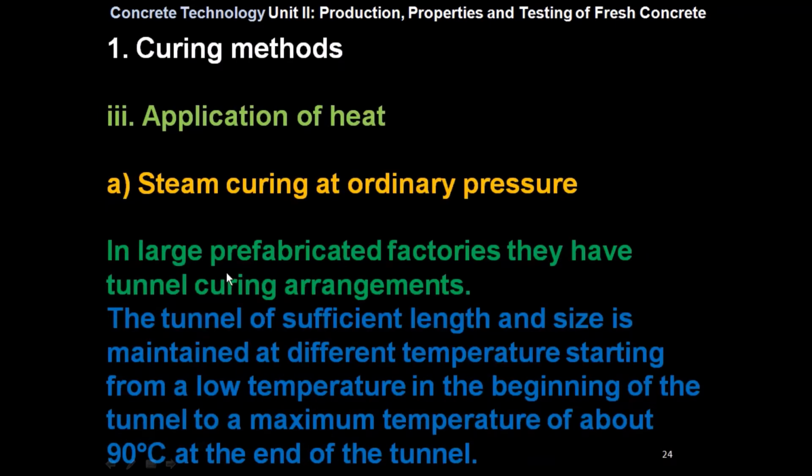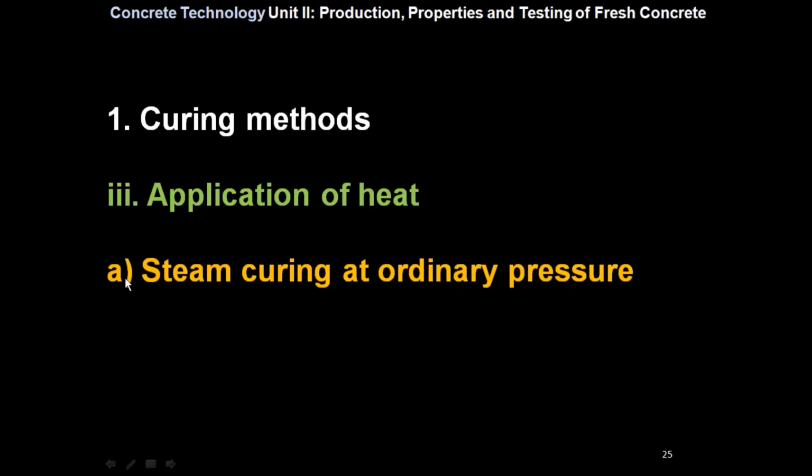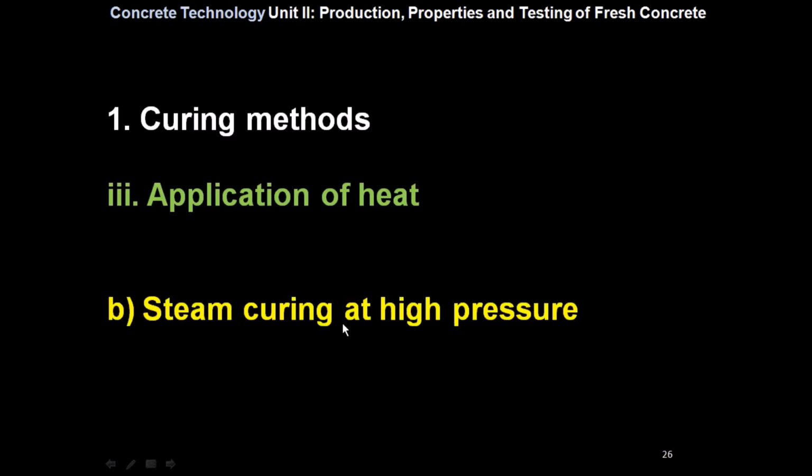In large prefabrication factories, they have tunnel curing arrangements. The tunnel of sufficient length and size is maintained at different temperatures, starting from a low temperature in the beginning of the tunnel to the maximum temperature of about 90 degrees Celsius at the end of the tunnel. So we have seen the first method of application of heat, the steam curing at ordinary pressure. Now we will see the second method in the application of heat, that is steam curing at high pressure.